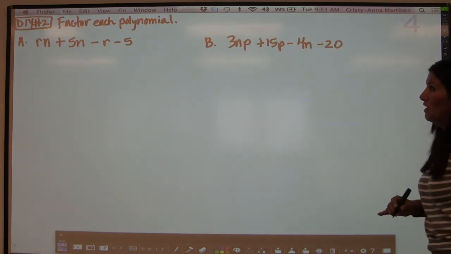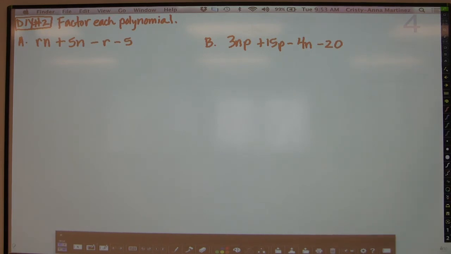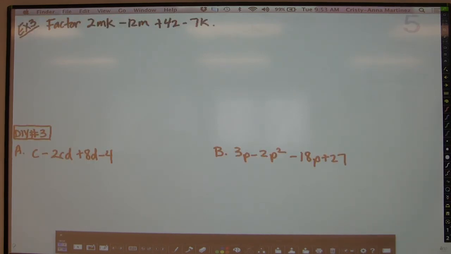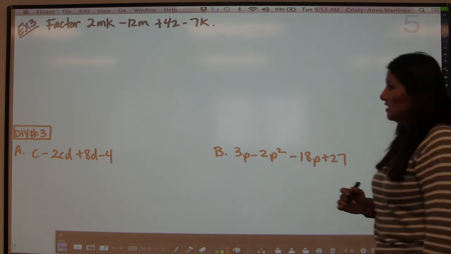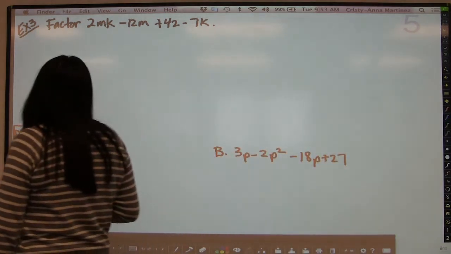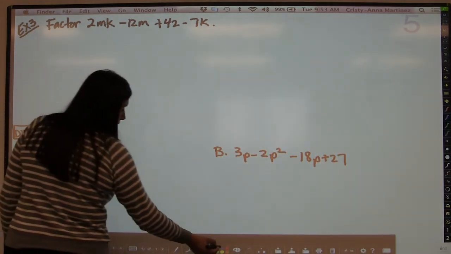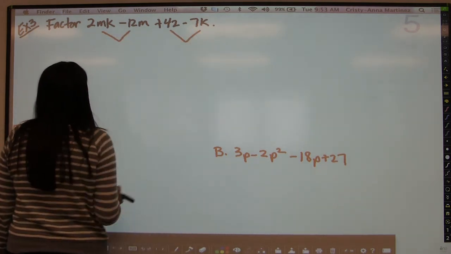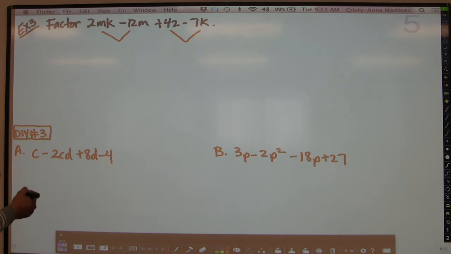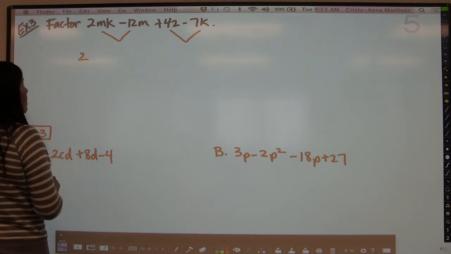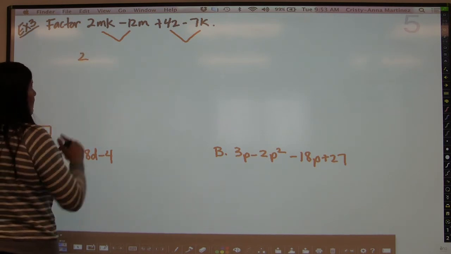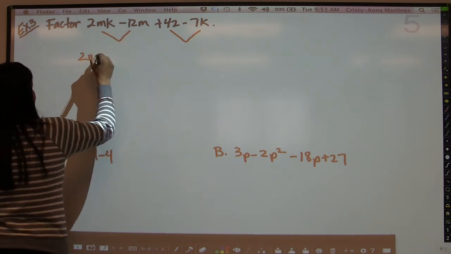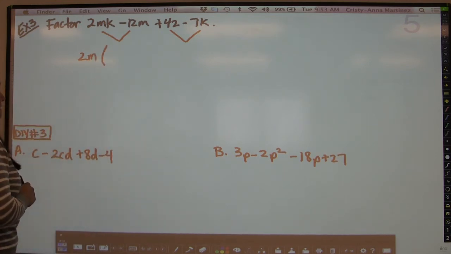So I'm going to have you try this example now, and then we're going to go on to more grouping, just to give you a little bit more experience with that. So same thing here, I'm going to group these two terms together and then those two terms together. As I look at the first two terms, they have a numerical factor. Both 2 and 12 have 2 in common. And they also have a variable factor in common. They both have an m. They don't both have a k, so the k needs to stay there.